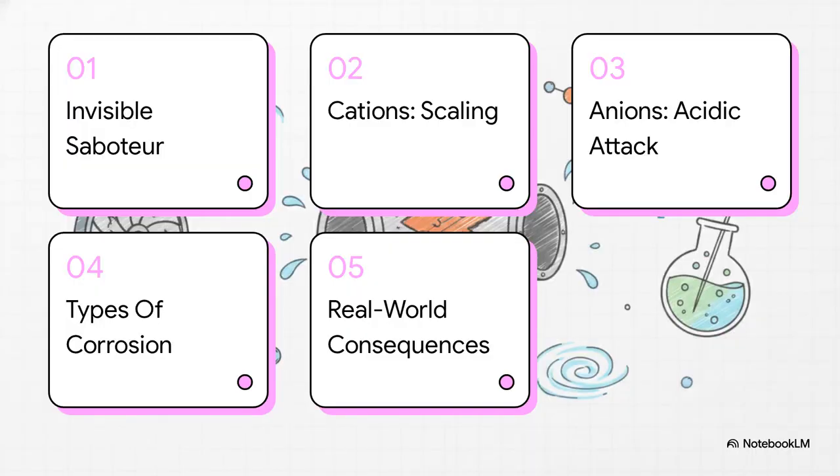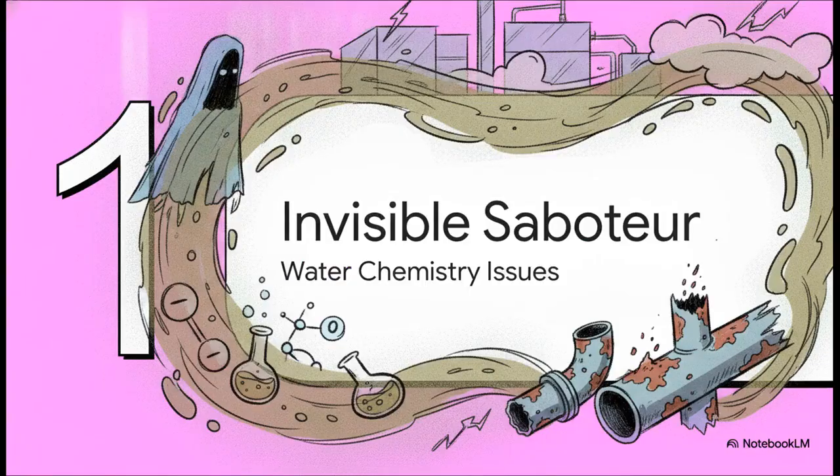First up, we'll meet our invisible saboteurs. Then, we'll break down cations and how they cause scaling and deposits, followed by anions and their acidic attacks. After that, we'll look at the 4 specific types of corrosion they trigger. And finally, we'll tie it all back to the real-world operational consequences. Section 1. The Invisible Saboteur.